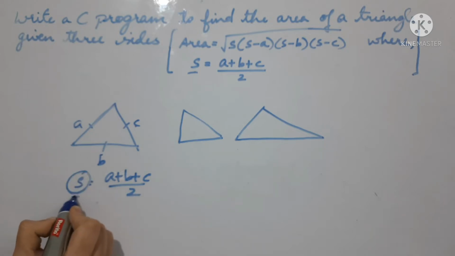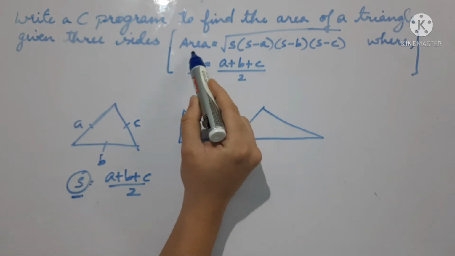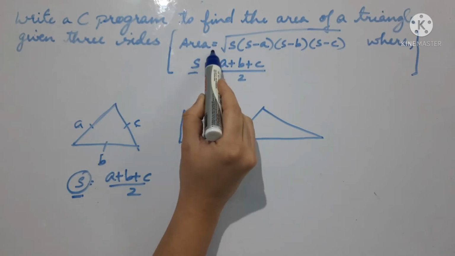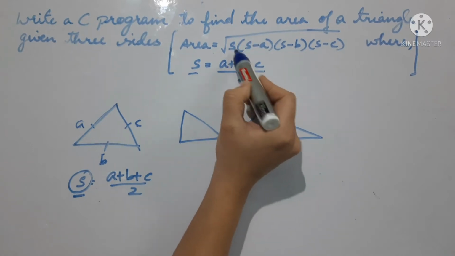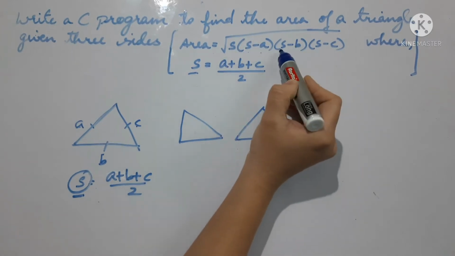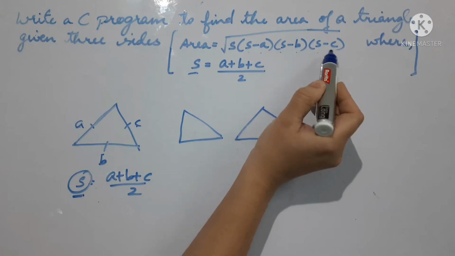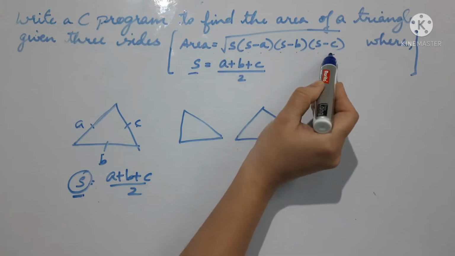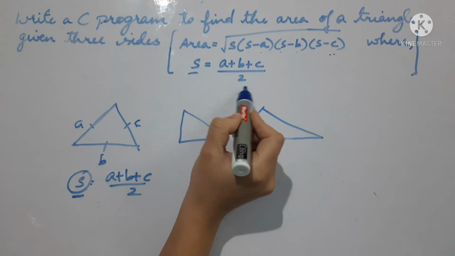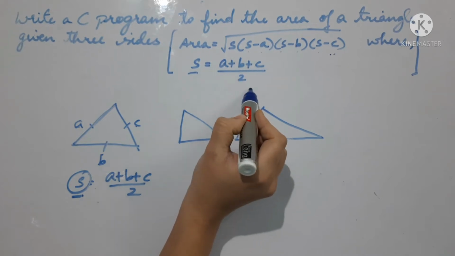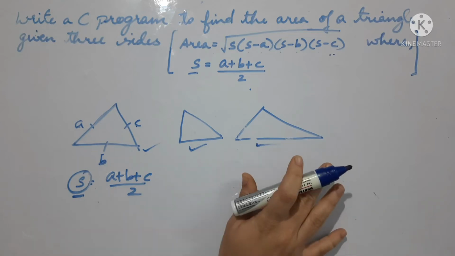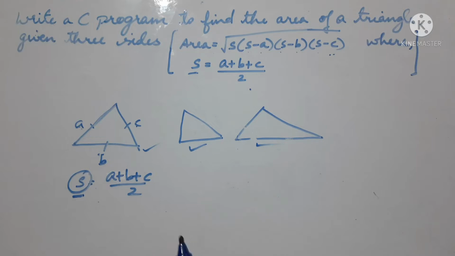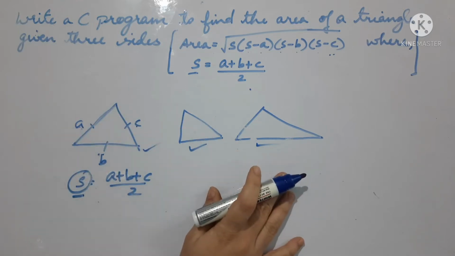Once I get the value of S, then using the formulae for triangle, area is equal to whole square root of S multiplied by S minus A, S minus B and S minus C. So this is the general formulae for finding area of a triangle, where the value of S is nothing but the sum of all the three sides divided by 2. So this is applicable for any kind of triangle. It doesn't matter. Only when you know the sides of the triangle, it is very easy to find the area.